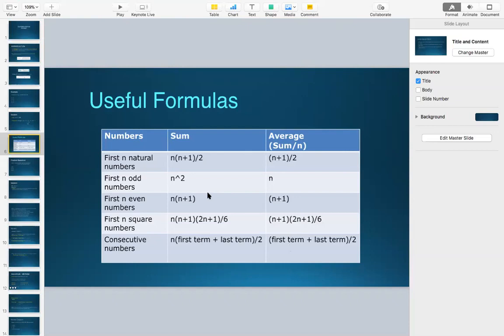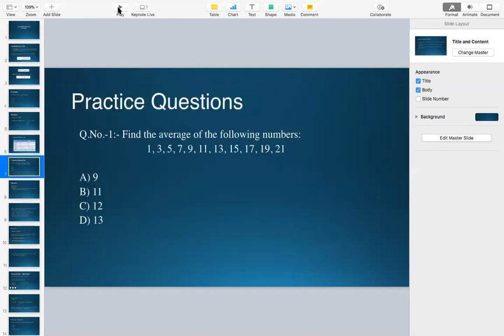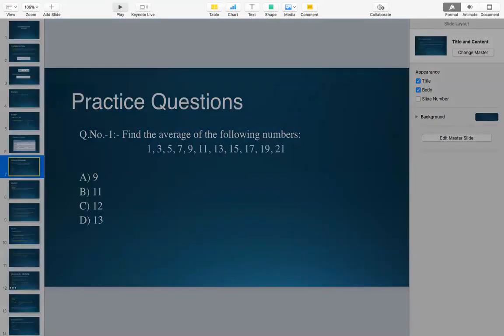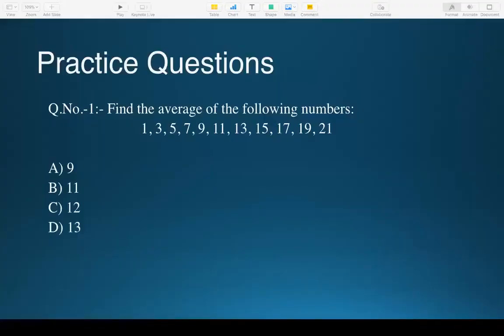So now, is this clear, guys? Did you learn a good technique to solve this question? Moving forward, quickly solve this question. It should take you hardly 10 seconds. Find the average of the following numbers. In 10 seconds, I should be able to see all the participants reply to this question.